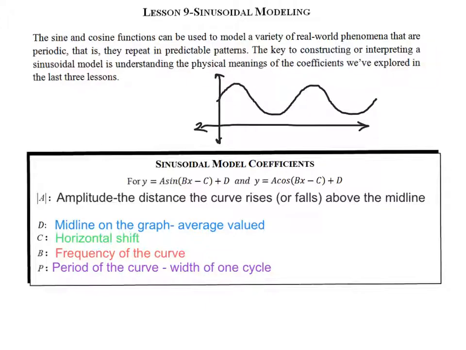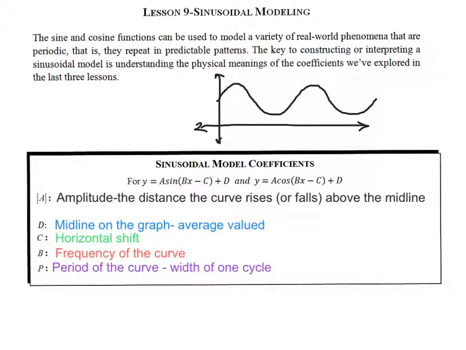So the first two variables generally go together. The A is always my coefficient for sine and cosine. A stands for amplitude. Now remember that the amplitude is always the positive number in front of the sine or cosine. If there is a negative number in front of the sine or cosine, then that just tells me that my graph goes down first instead of up. So the amplitude is the distance that the curve rises or falls above the midline.